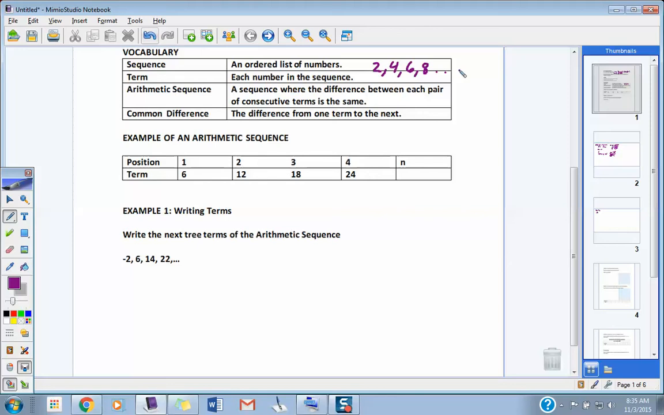Now the one that we're really going to focus on today is called an arithmetic sequence. And an arithmetic sequence is a sequence where the difference between each pair of consecutive terms is the same. So this idea right here, talking about the difference. In other words, I'll just bring it down here. 2, 4, 6, 8. Guys, what's the difference from 4 to 2, or 4 minus 2 in other words? Up 2. 6 and 4, that pair. Same thing here. Up 2.